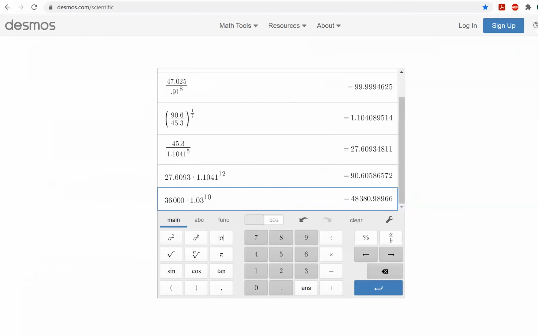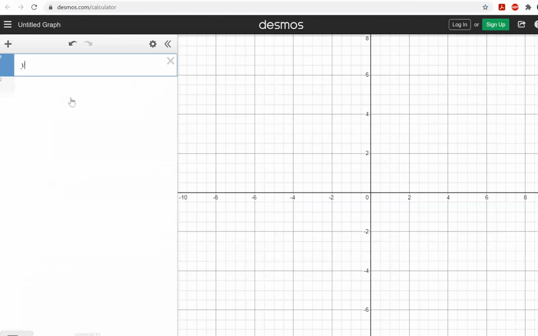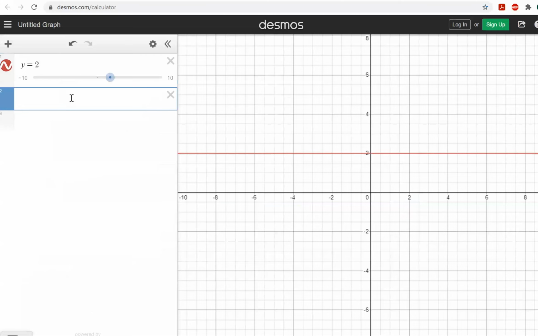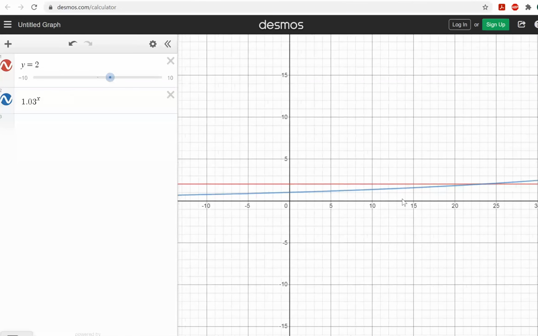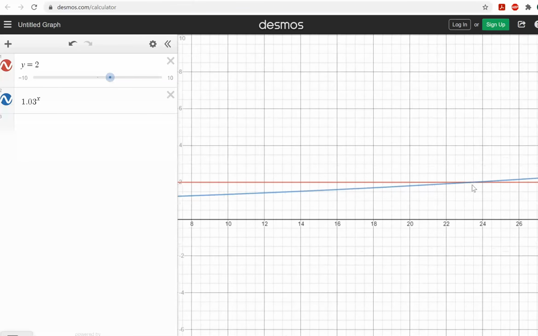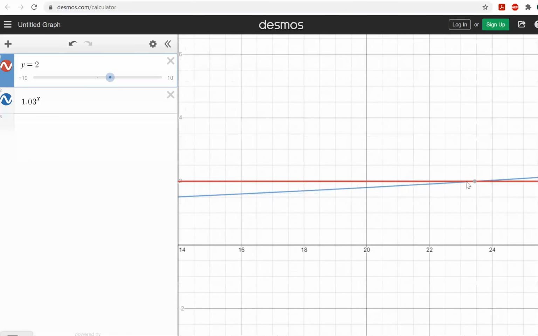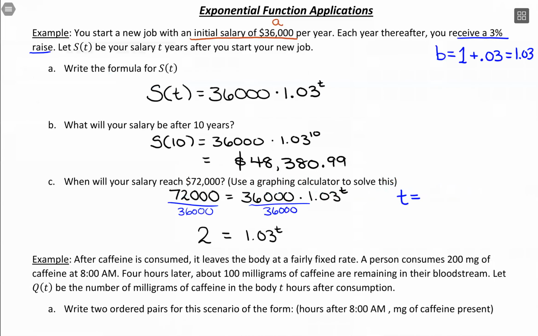So in the graphing calculator, what I'm going to do is have the horizontal line y equals 2, and then I'm also going to graph 1.03 to the power of x. And as you can see, this is going real slowly. So I just need to find my intersection point, which is here. And Desmos is really good about this, it'll highlight where they overlap. So we have this intersection point of 23.452. So with that, our answer is 23.45.